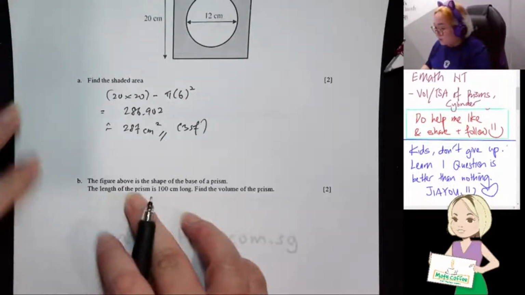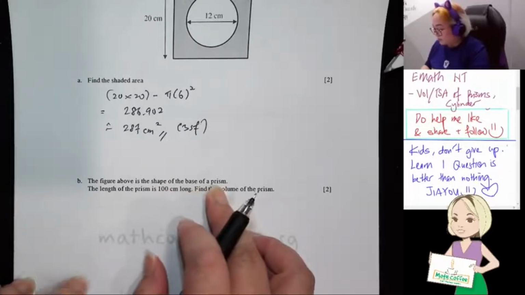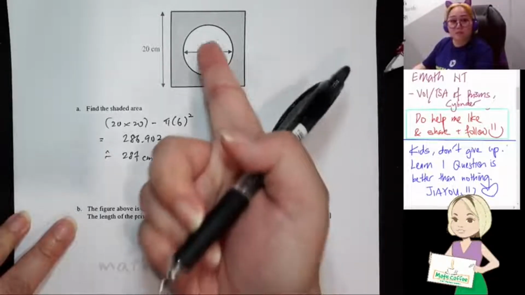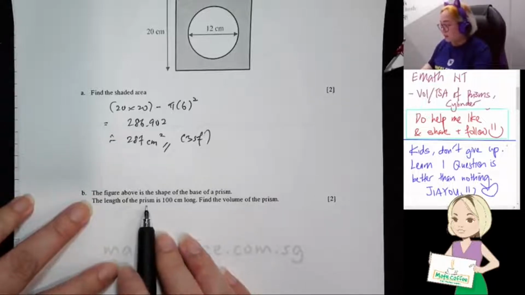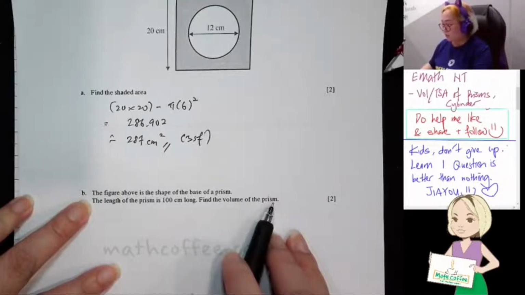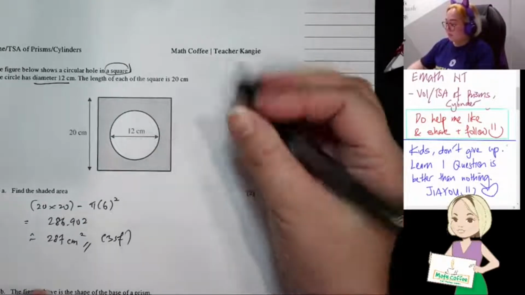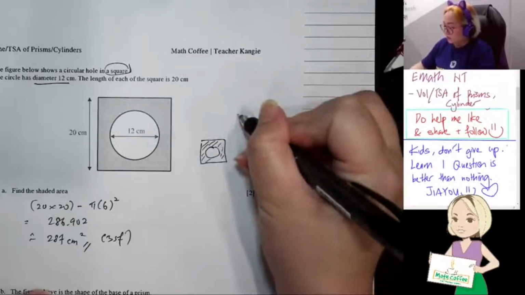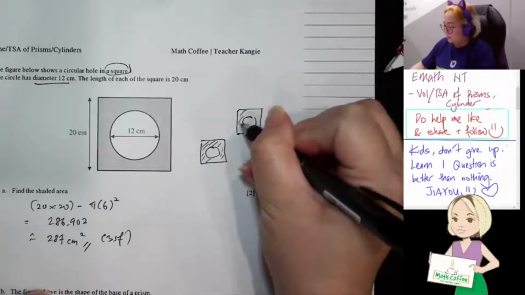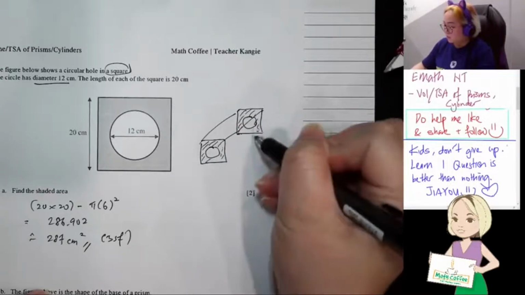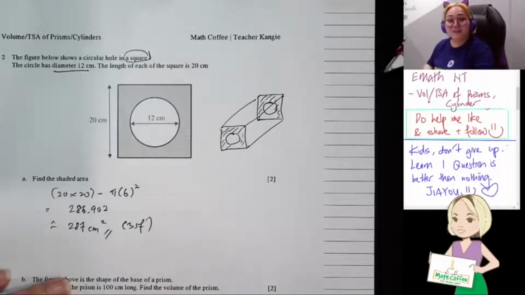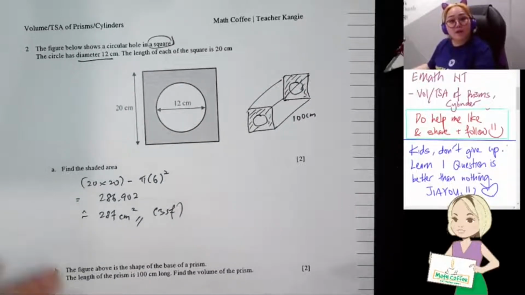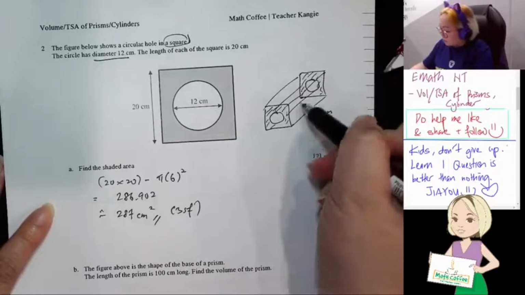Next, the figure above, it's the shape of a base of a prism. So they are telling you that this is the base. So your cross-sectional area is the shaded area. That means the middle is actually hollow. So they say the length of the prism is 100 cm long. Find the volume of the prism. So it simply means that this is like saying this. My drawing is bad. What they are trying to say is like that. Okay. So they are saying the length here is 100 cm. And of course this is hollow.